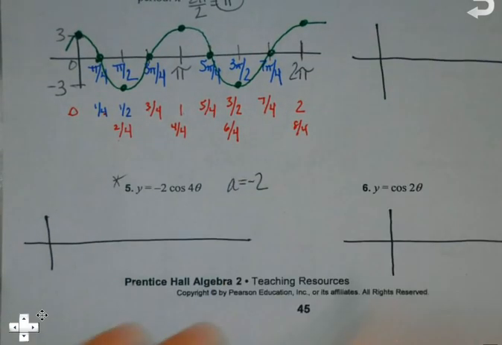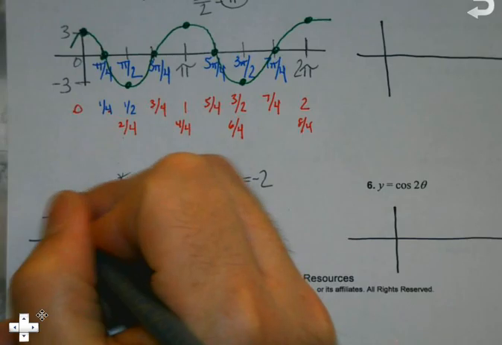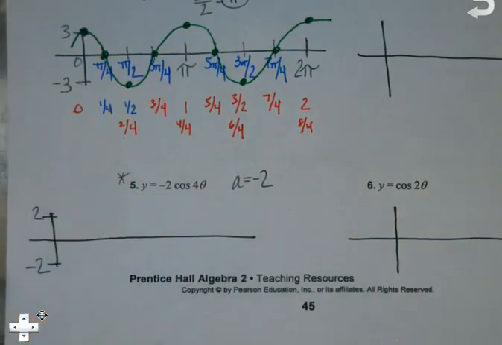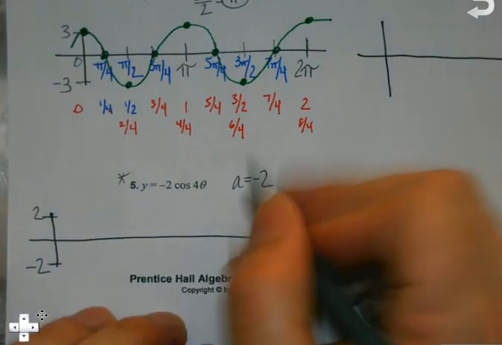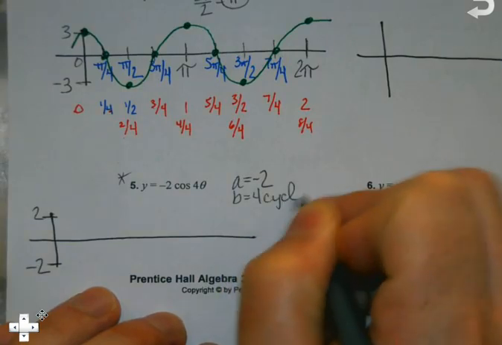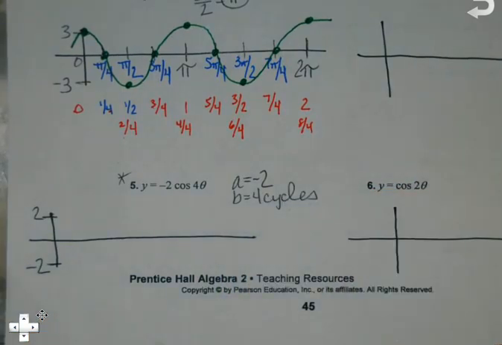My A value is -2. Now I understand that as far as my amplitude goes, that doesn't matter. It's just going to tell me where my max and my min is. My B value is 4, which means we are going to have 4 cycles that we put this through.